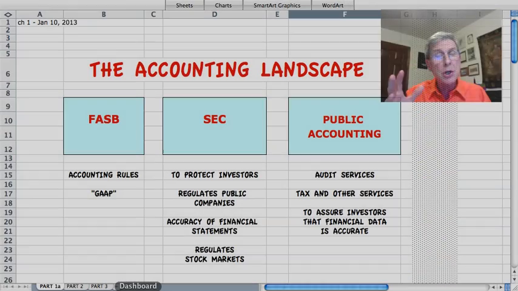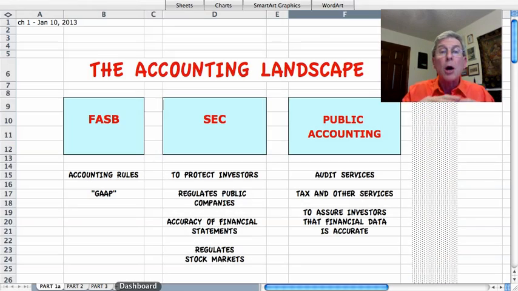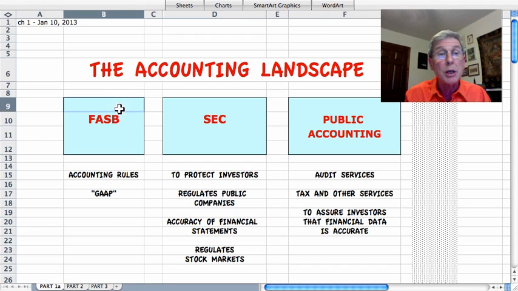Everybody. Let's start at the very beginning with Chapter 1, and we're going to begin by talking about the accounting landscape. Those organizations that play a role in how we do accounting. Now we're going to start with the FASB. This is a private industry organization, the Financial Accounting Standards Board, and their most important role is to create the accounting rules, to codify, create the accounting rules that we use. Those rules are called Generally Accepted Accounting Principles, otherwise known as GAAP.